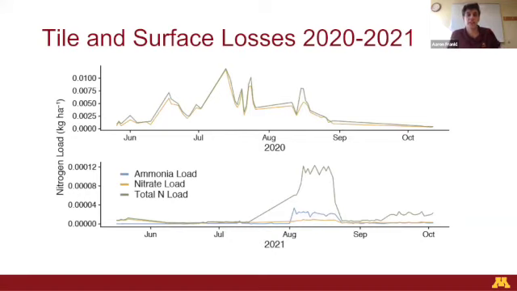And once again here, this is a graph looking at loads in 2020 and 2021. In 2020, I'll ask you to look at the axes here, basically the loads on the y-axis. In 2020, we were having more substantial loads because we had higher discharge, just because it was a higher precipitation year. And then in 2021, we had extremely low loads basically the entire time, just because there was very low precipitation the entire year.